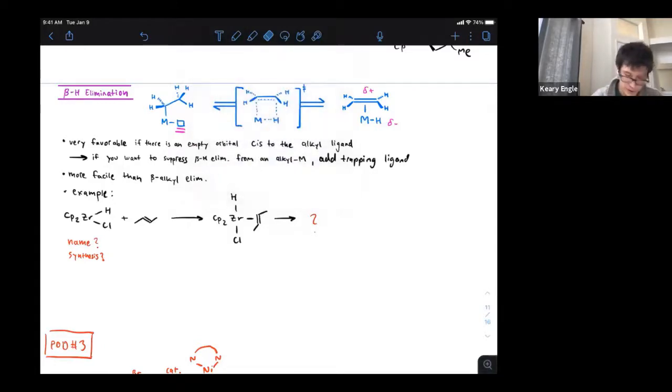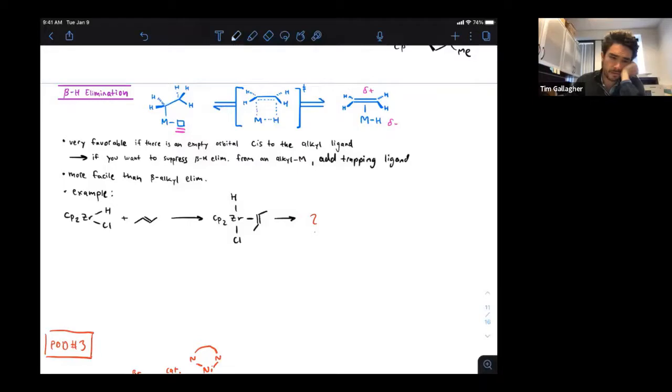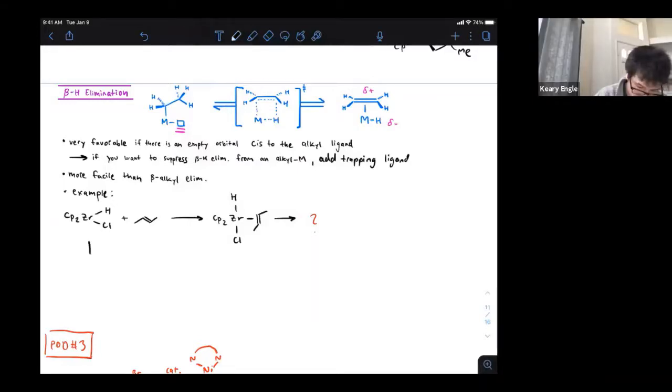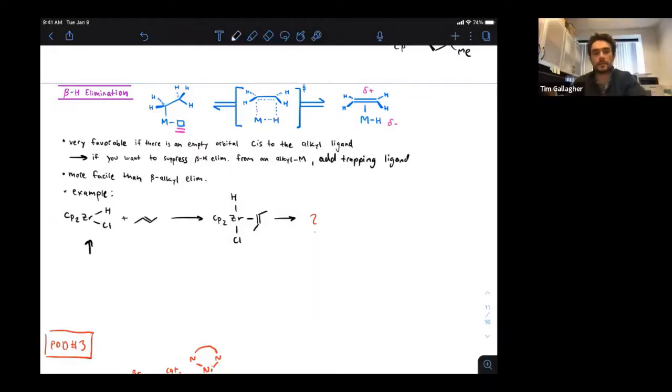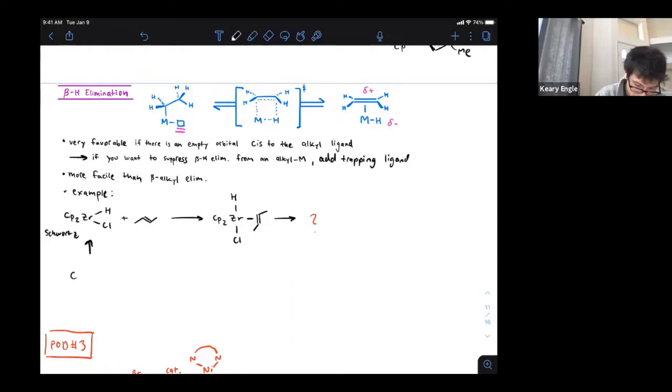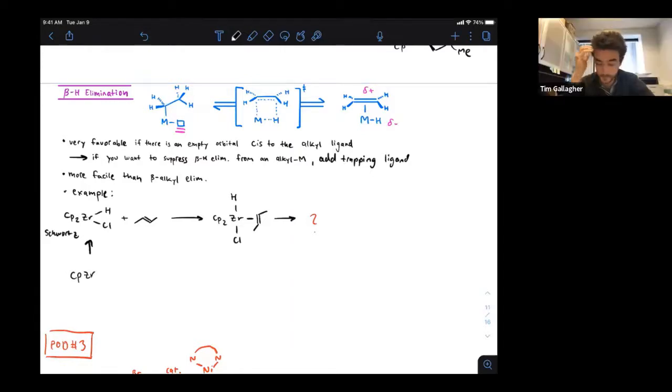I guess first the name of this reagent, and then Schwartz, how to make it. Okay, was that Tim? Yeah, and you make it from the dichloride and reduce. Okay, and what would be a reducing agent? I don't know if lithium borohydride is strong enough, but probably like aluminum hydride. Okay, LAH.